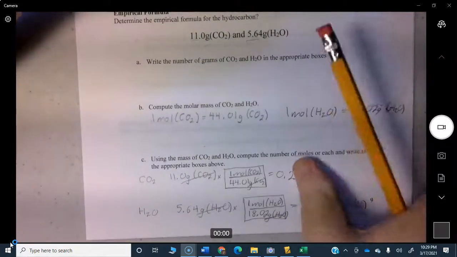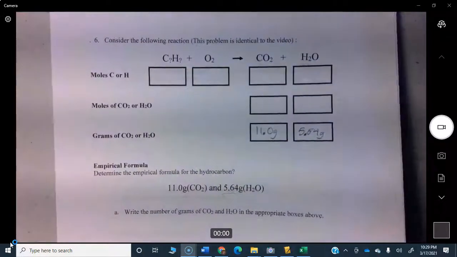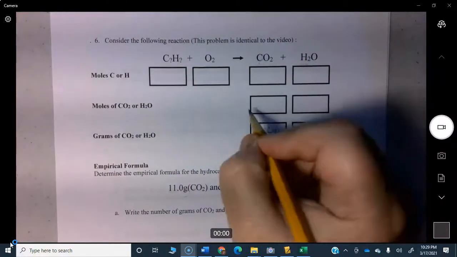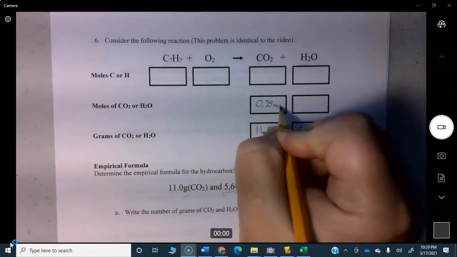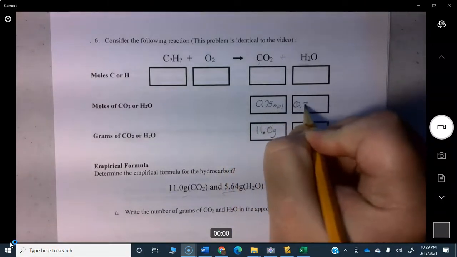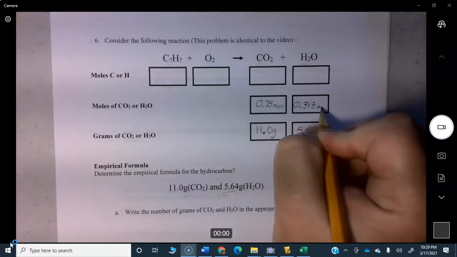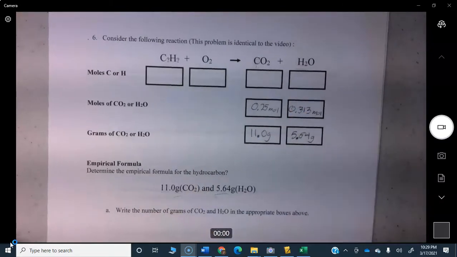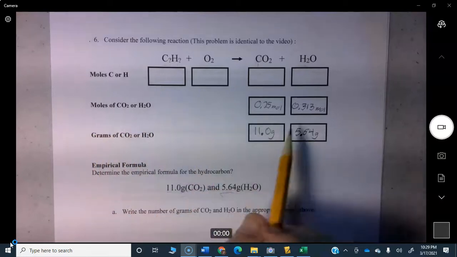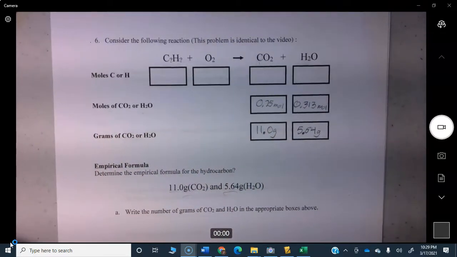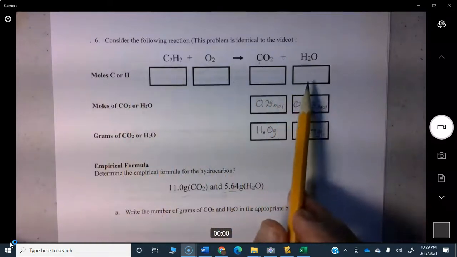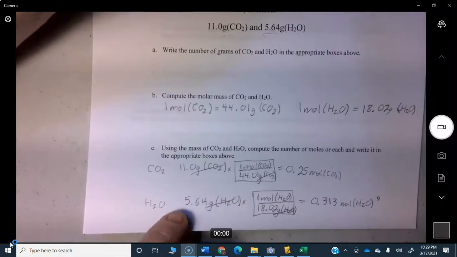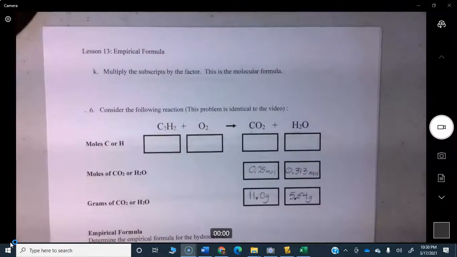Okay, so if we come back up here, this is 0.25 moles of CO2, and this is 0.313 moles of H2O. So we have moles of CO2, moles of H2O. But what we really want to get to is this up here, the moles of carbon and hydrogen. So there we are right there. Now we're going to go to the next page.